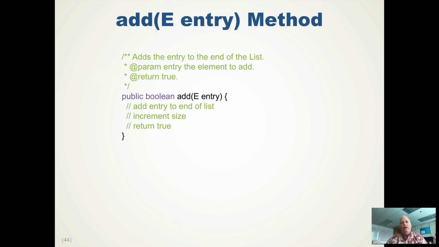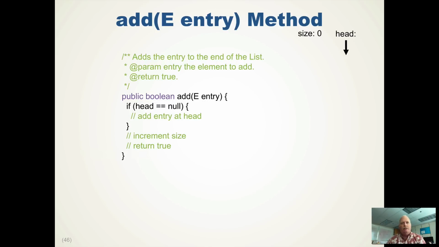Okay, so now we want to add an item to the end of the list. This is the simple add that only takes one parameter. Now, in the linked list, there's a special case. What if the list is empty? We need to update head because head is at the end of the list in this one case. So we need the special case: if head is null or size is equal to 0, then we have an empty list and we need to add the entry at the head instead of at the end, because the head is the end in this case.